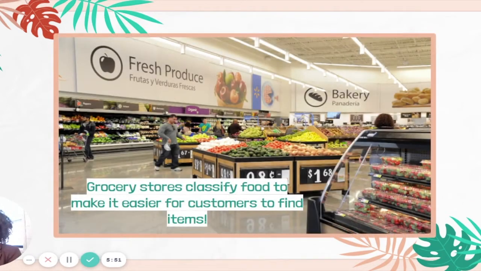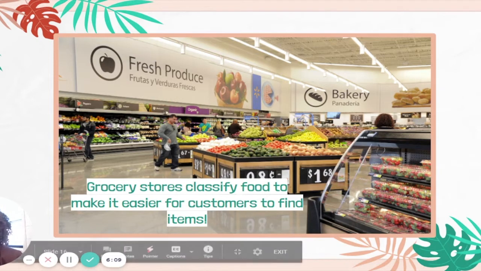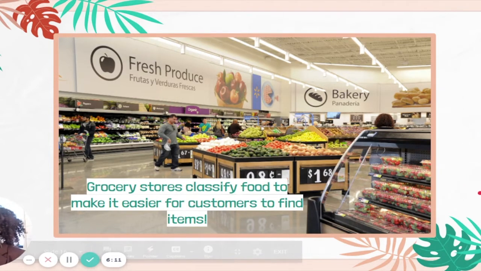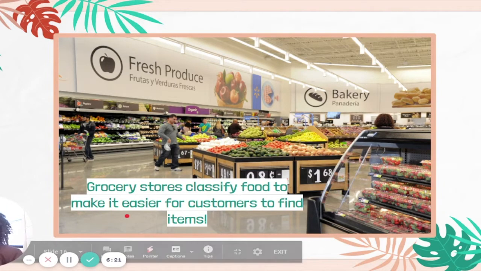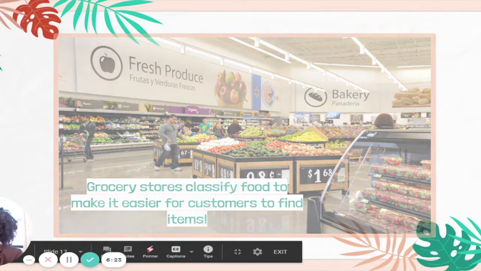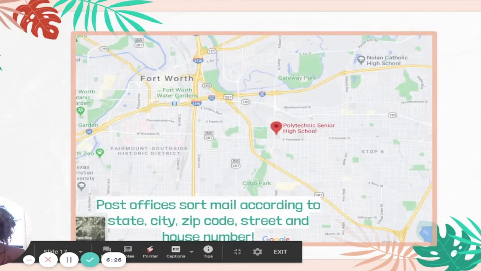So if you didn't realize it, grocery stores classify food to make it easier for customers to find items, right? Over here, everything that is fresh produce. Everything that is bakery, so breads and cakes and cookies, is going to be over there. And yet we know that there's an electronics department. Things that are electronic have a shared characteristic that they use electricity. They're in one section, and then we have clothing items. They have a shared characteristic that they are designed to be worn on the body. Okay, so that's classification.